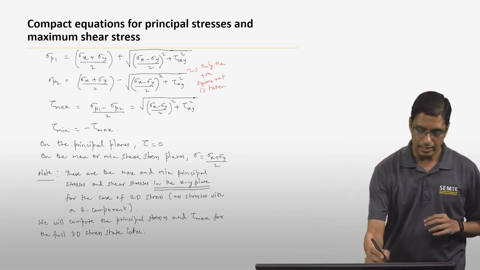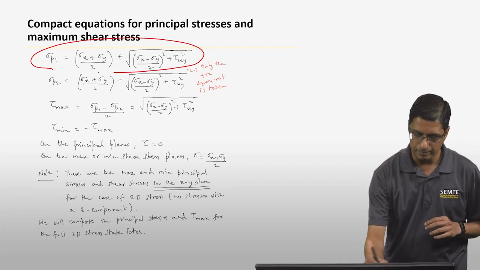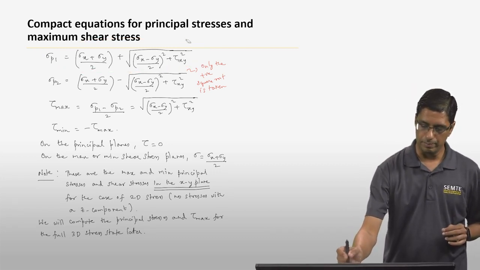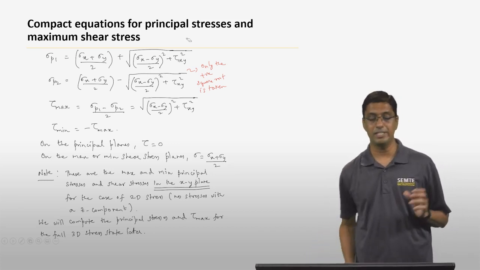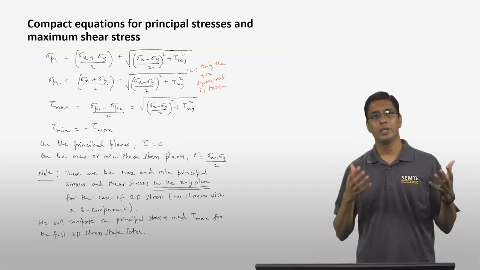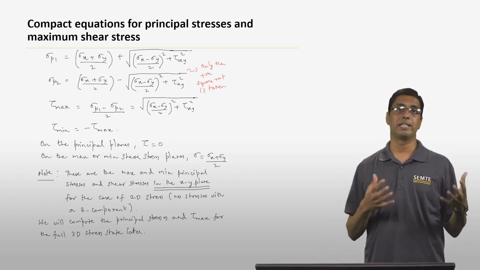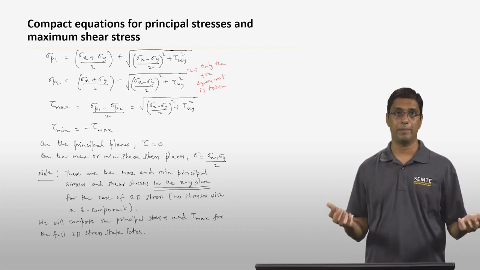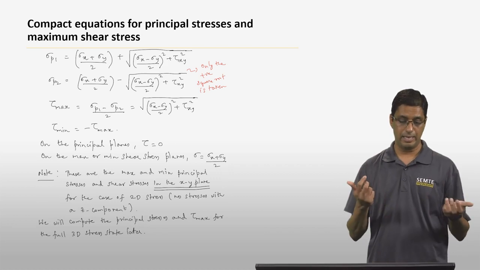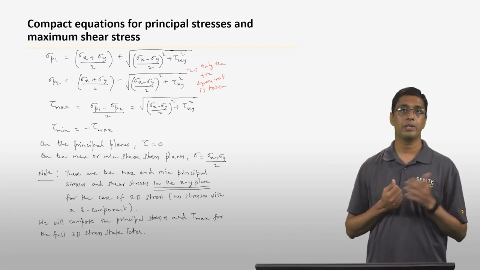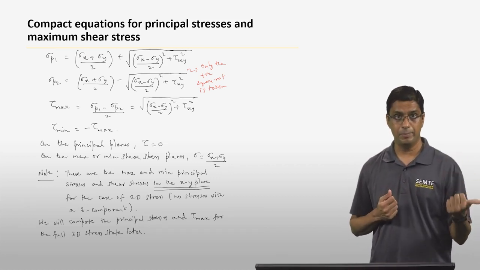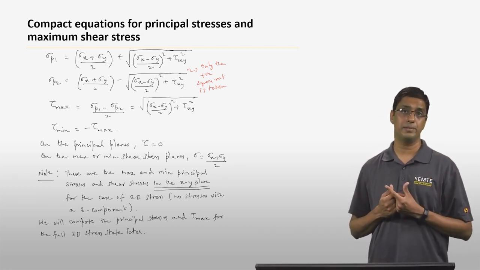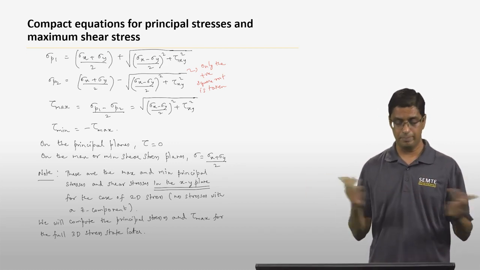And if you do that, this is the equation that you get. Okay? So that is the equation for the maximum principal stress. These are compact equations because you already have the knowledge of sigma x, sigma y, and tau xy. You essentially plug it into these equations, you get sigma p1, sigma p2, and tau max. Okay? So sigma p1 is the maximum principal stress, sigma p2 is the minimum principal stress, and tau max, of course, is the maximum shear stress.